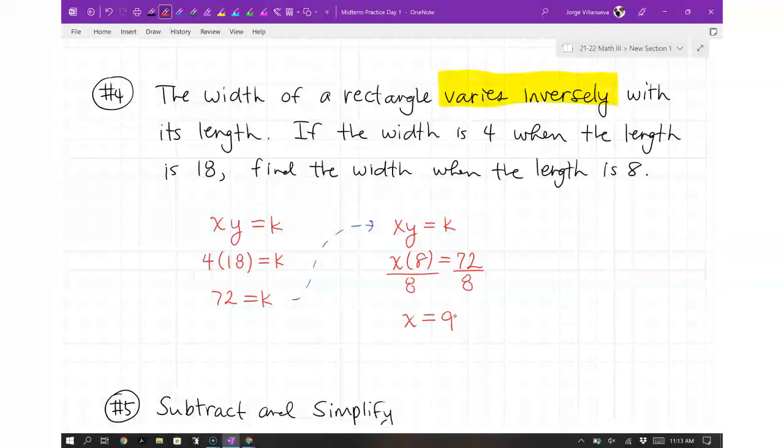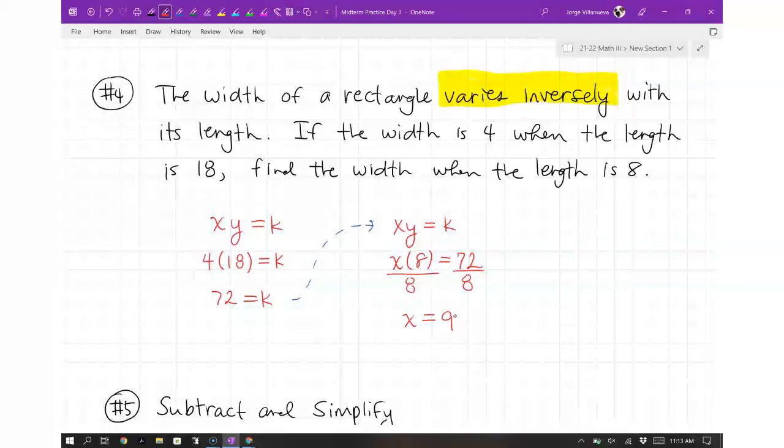So that's how you would do an inverse variation problem. It's very, very similar to direct variation. It's just a different formula, but it's the same idea. Plug in your information, solve for k. The second time, using k and a new piece of information, solve for the missing piece.